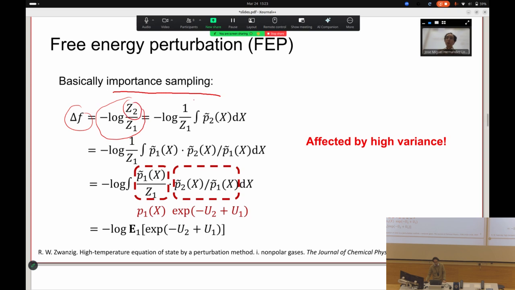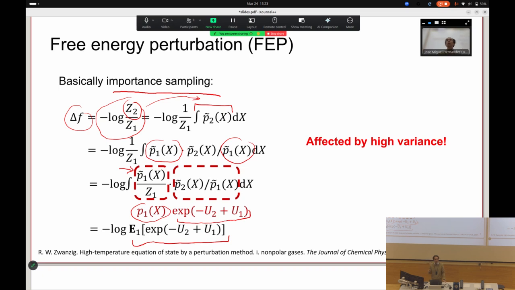Set 2 is just this integral here. Then you can multiply by P1, divide by P1, and write it as an expectation with respect to P1. And then here you have now exponential of differences between energies. In the end, it's just an expectation with respect to samples from P1 of the exponential of the differences between the energies. That's importance sampling. You could do this.